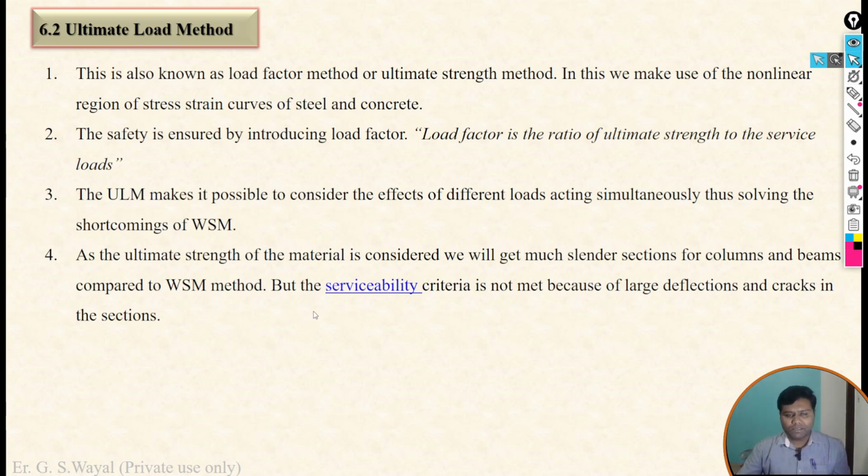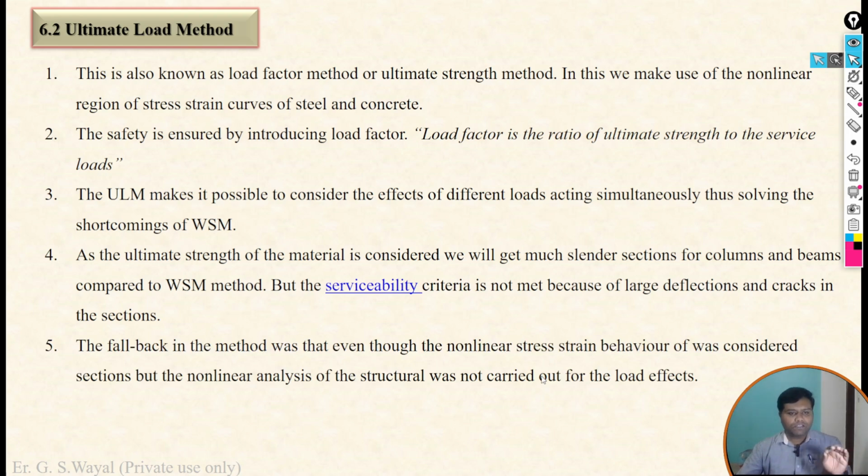But what is the weak point of the ultimate load method? The serviceability criteria is not met because of large deflection and cracks in the section. In the ultimate load method, they are not considering the serviceability criteria, meaning they are not focusing on the deflection of the member and the cracks that develop in the section. So this is the weak point of the ultimate load method.